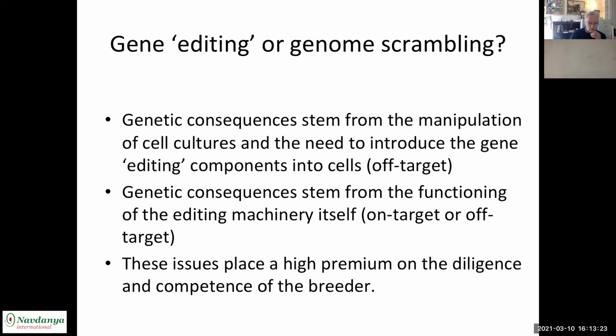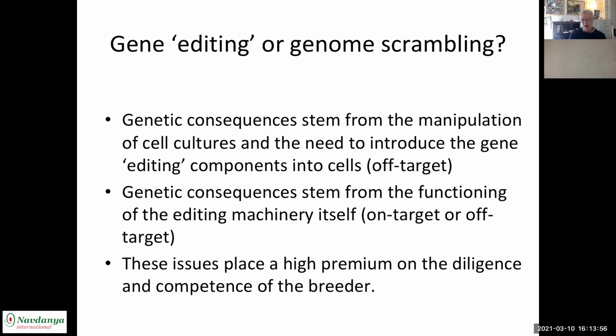And I haven't even had time to talk about those, but basically it's not a guarantee that the editing machinery will only cut where you want it to. And if you add up all these issues, what they basically say is that this places a very high premium on the diligence and competence of the breeder, right? Because all these changes can happen, but it's up to them to make sure that those don't find their way into the final product, that they exclude them, that they actually even know how to detect these changes in the first place.